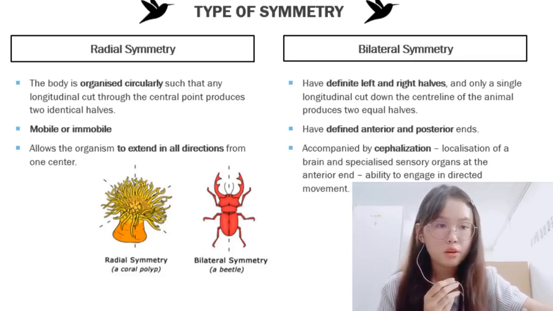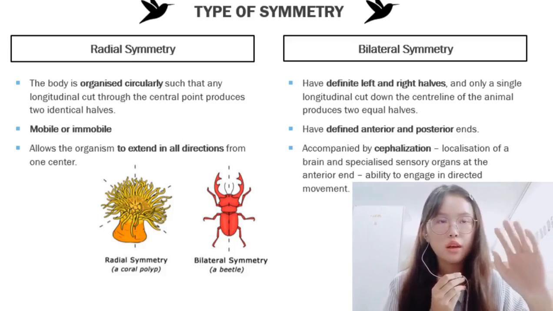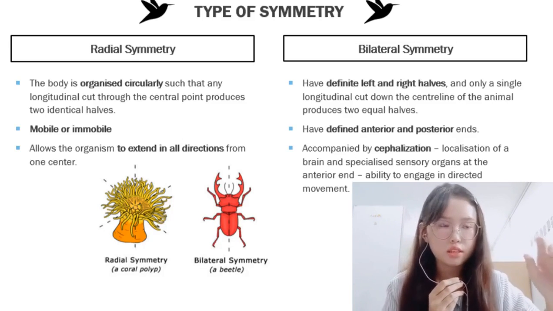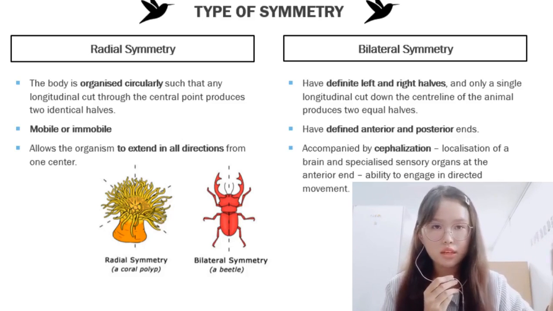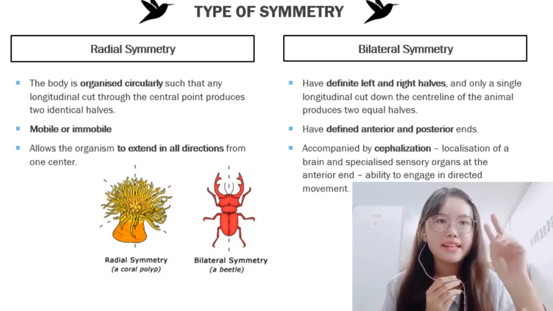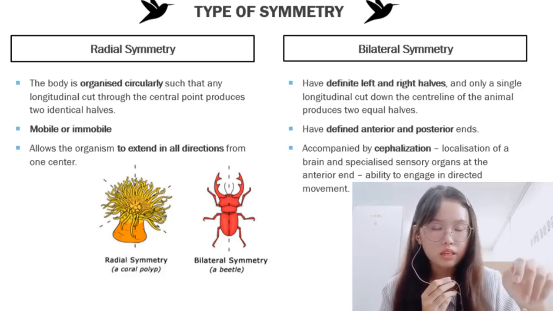Before we talk about the types of symmetry, we must know that there is symmetry and also asymmetry of a certain body structure. Asymmetry means the body shape does not have a certain pattern. Symmetry is the opposite, with a certain pattern. There are two types of symmetry for animals, which are radial symmetry and bilateral symmetry.